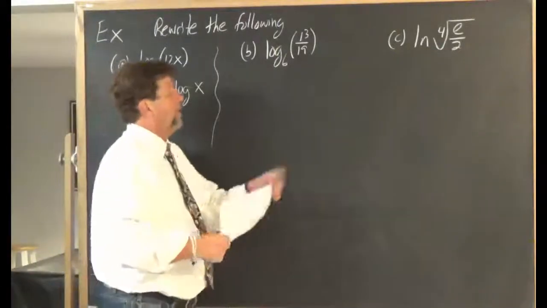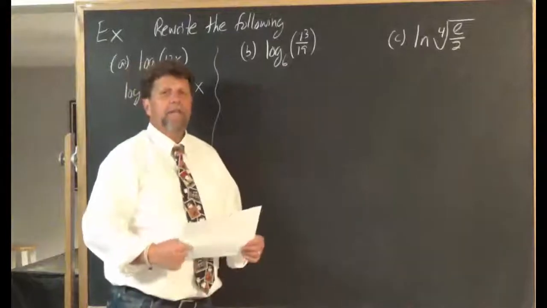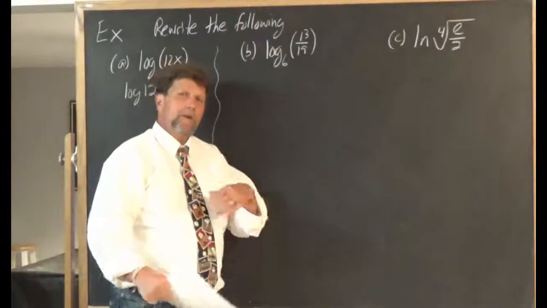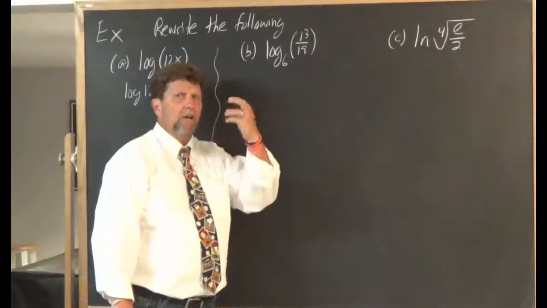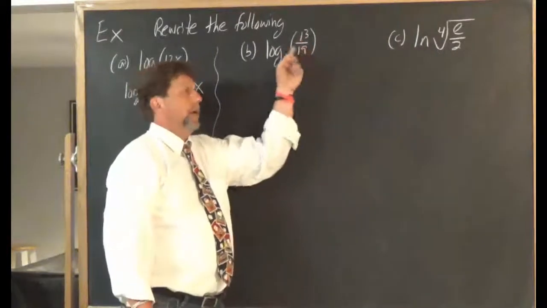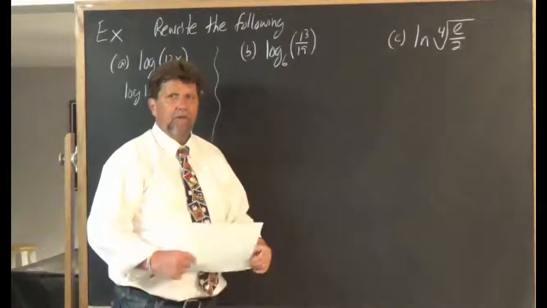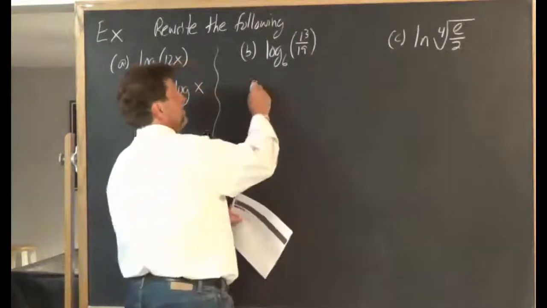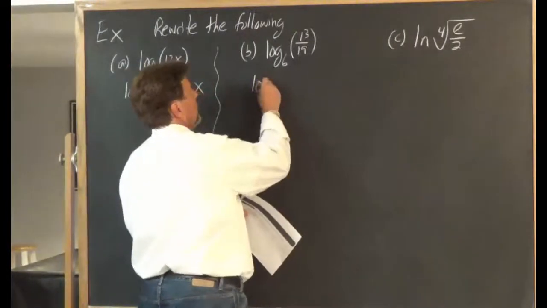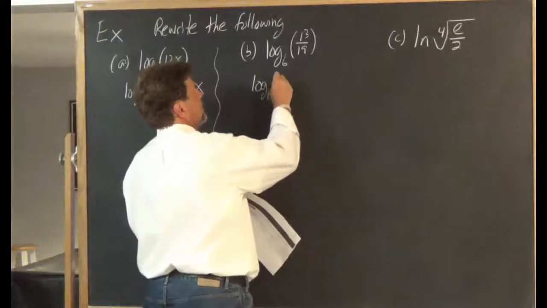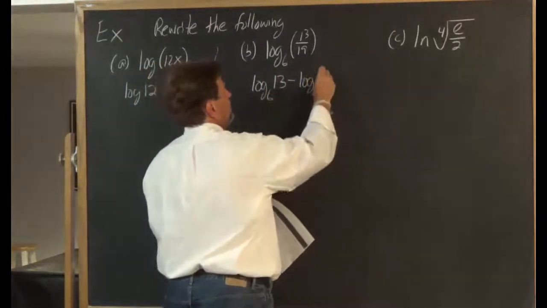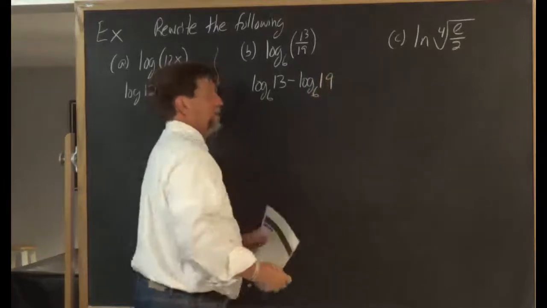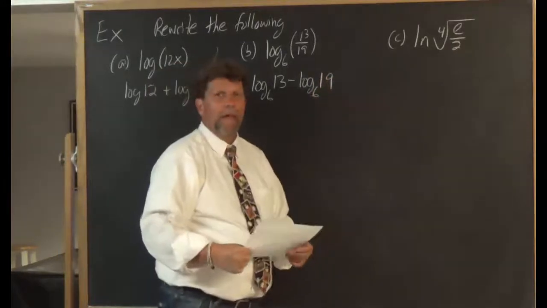In B, we have the log base 6 of 13 over 19. So I use that property of logarithms that says when I'm taking the log of a quotient, I can rewrite it as subtraction. So this one would simply be log base 6 of 13 minus log base 6 of 19. That's it.